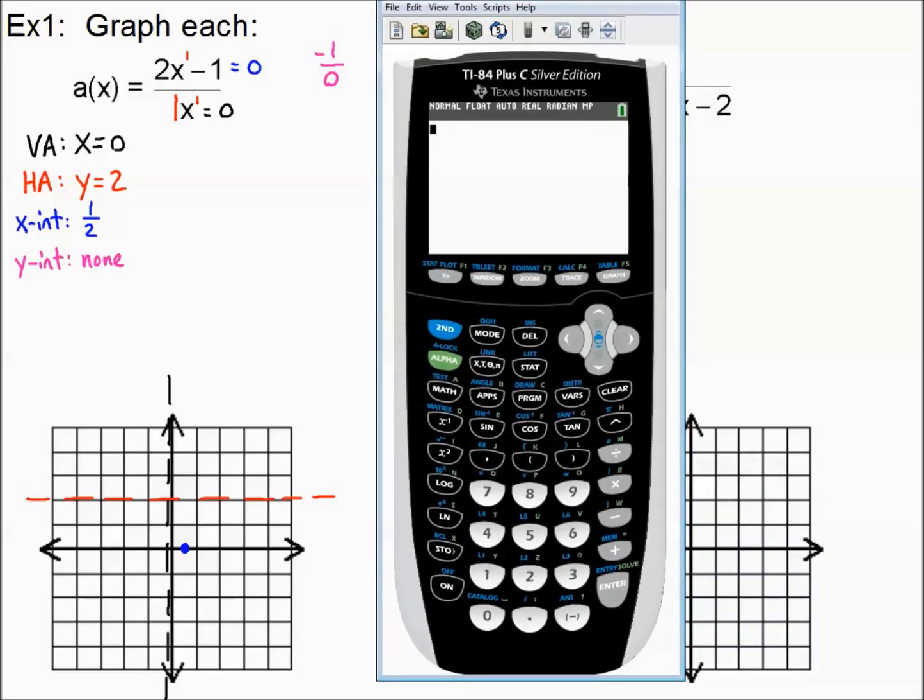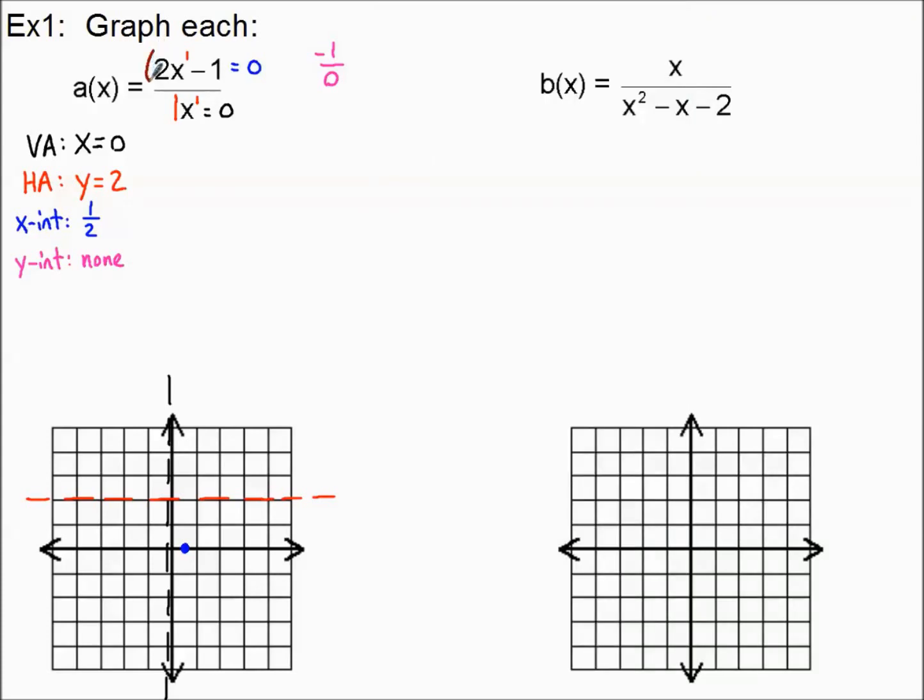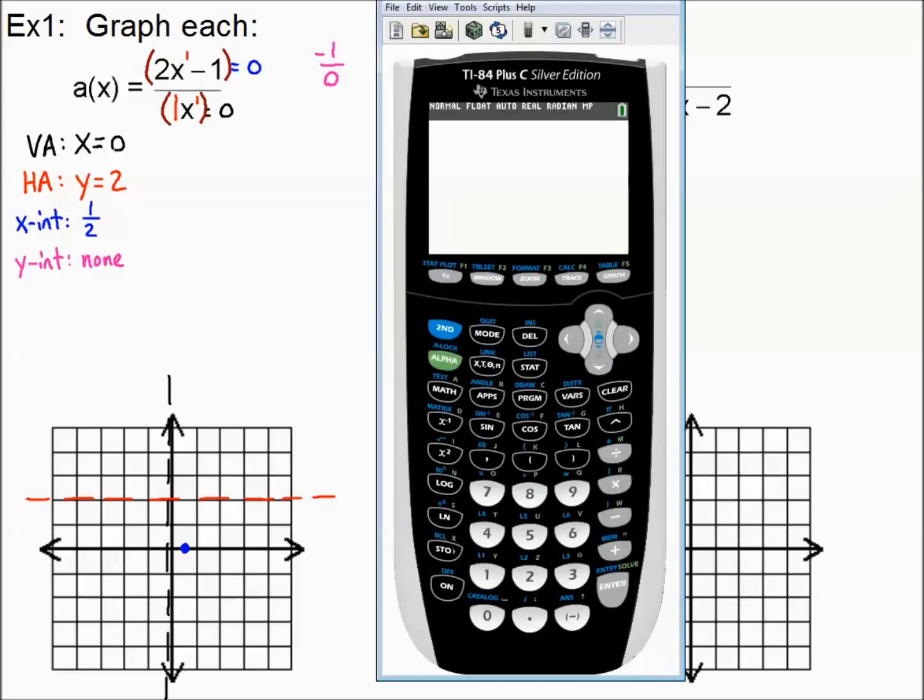The only thing you definitely need to watch out for when you're graphing on the calculator is to make sure the entire numerator is in parentheses and the entire denominator is in parentheses. So please make sure that you're doing that. Otherwise, you're not speaking to the calculator correctly.